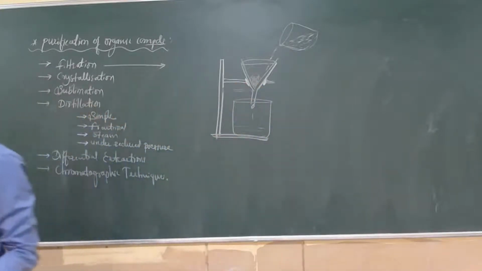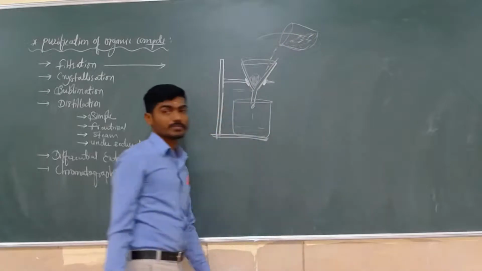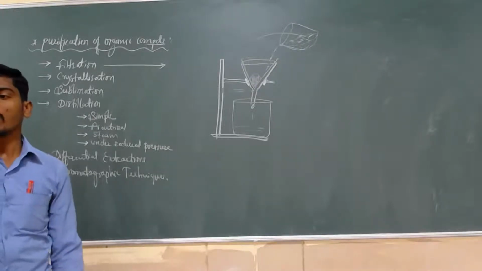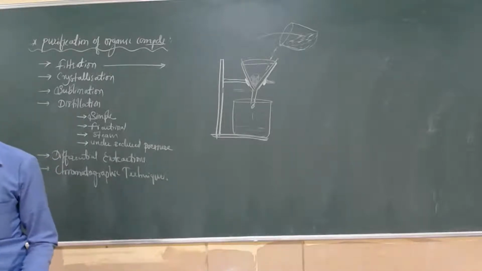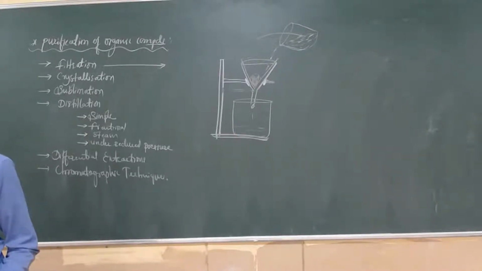Write down filtration, procedure. First step: a given impure mixture is dissolved in a suitable solvent in which only one component dissolves. Full stop. Continue. Next, what occurs?